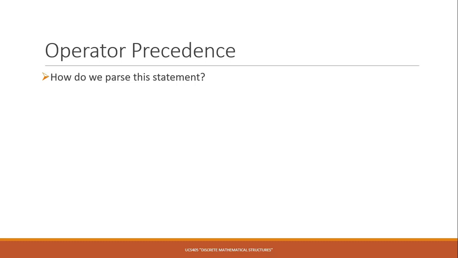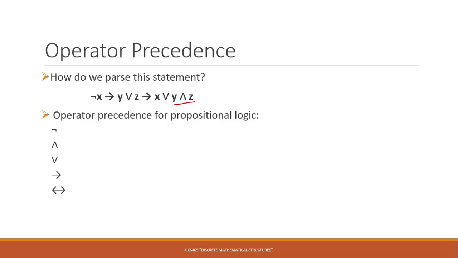Suppose we have a statement like this, in which we have different connectives: or, and, implication and negation. Now, if parentheses are not given, then how will we know which connective is to be solved first? Like we have to perform y and z and then or the result with x, or we have to perform x or y and then and the result with z. For that, we need to know about the precedence of these operations.